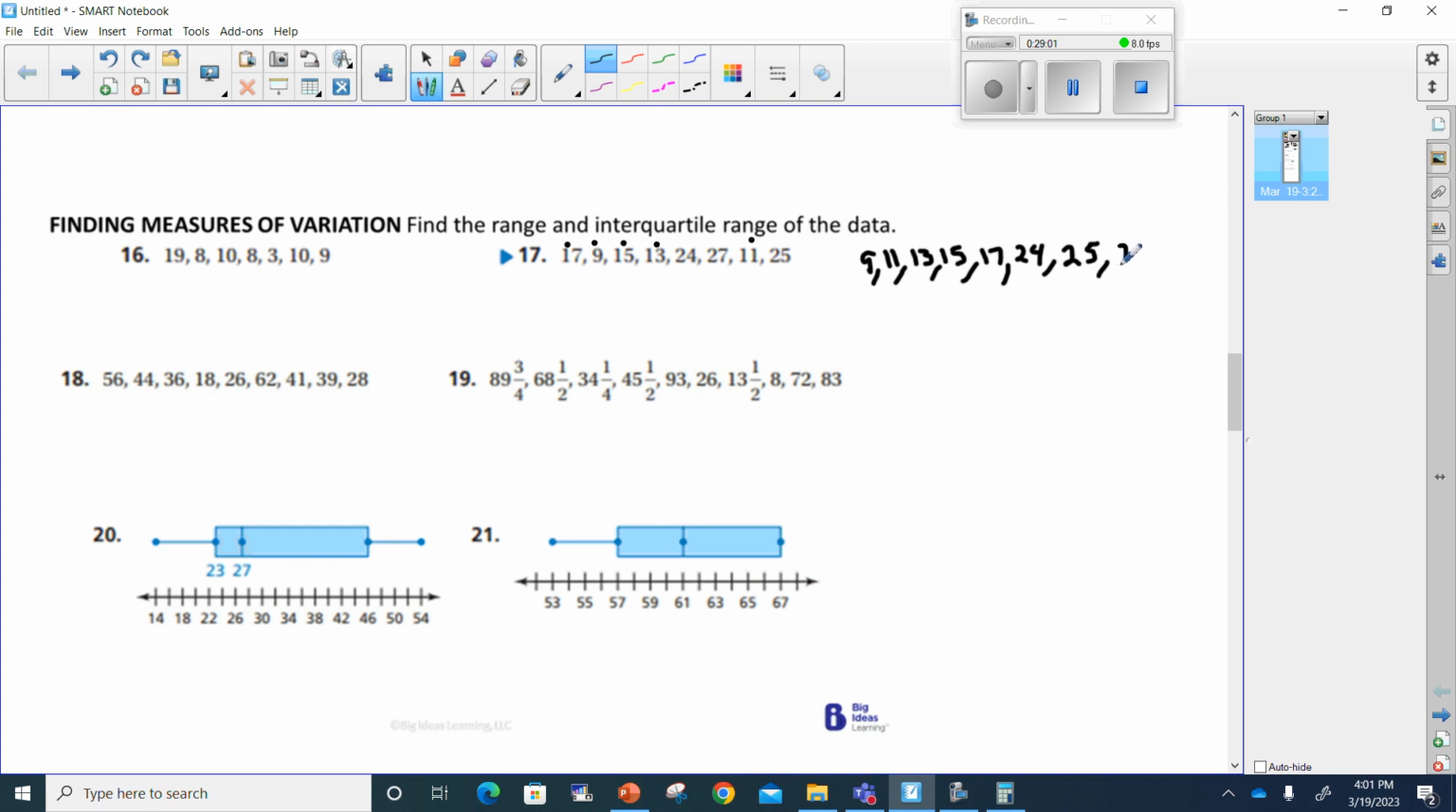And 27. All right, so there's one, oh, I'm sorry, the biggest number is 27. So this is 27 minus 9 to find the range. 27 minus 9 is 18. So the range is 18.